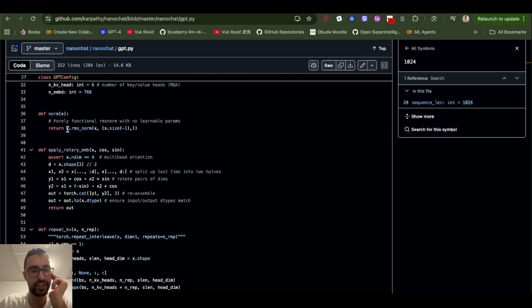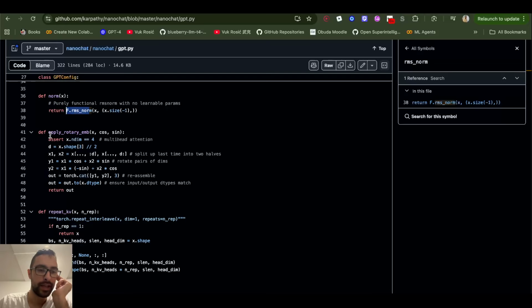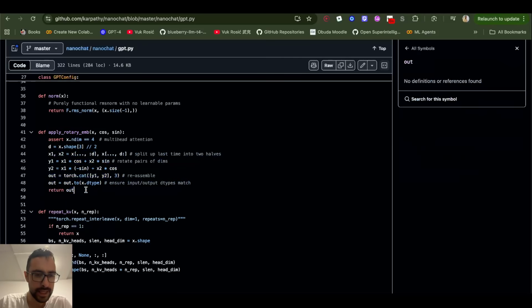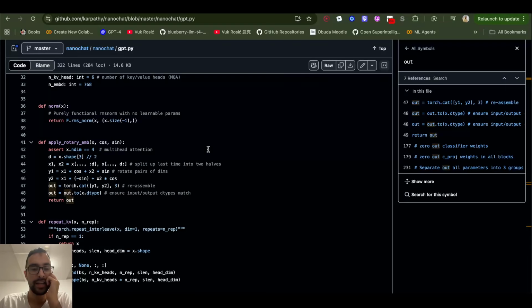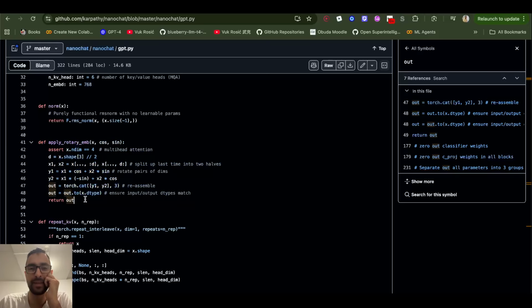RMS norm, this is just from PyTorch. I'm using this one as well. This is just popular. Wrote a RoPE, so he's not using RoPE from TorchAO, or I forgot, but he's implementing it himself. It seems like such a short implementation. This is so interesting because when I implemented it, it's like this big. This is such a beautiful, nice implementation of RoPE. This is the best thing I've ever seen in my life.